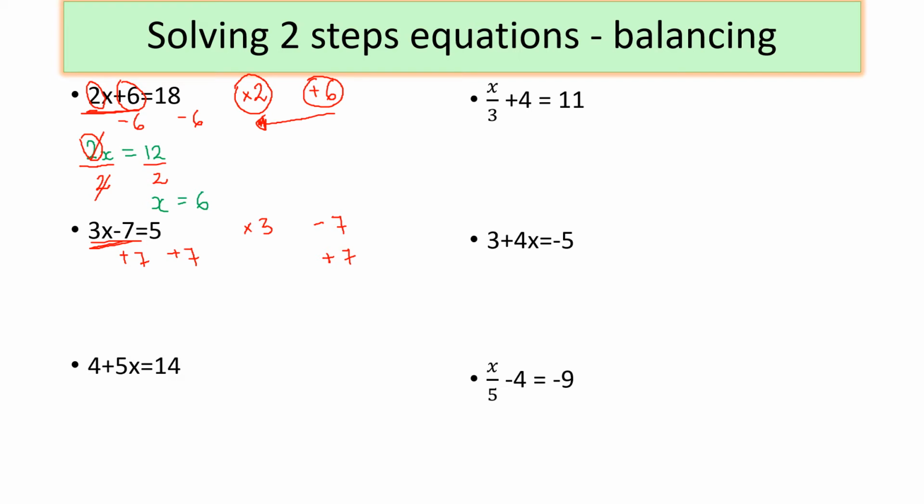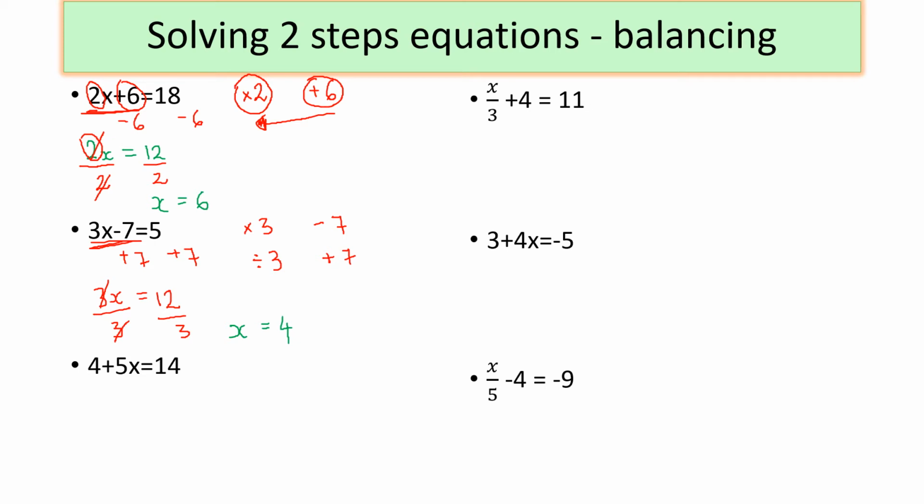So I have 3x equals 12. Then the opposite of multiplying by 3 is dividing by 3. So I divide both sides by 3. The 3's cancel down, and I've got x equal to 4, because 12 divided by 3 is 4.